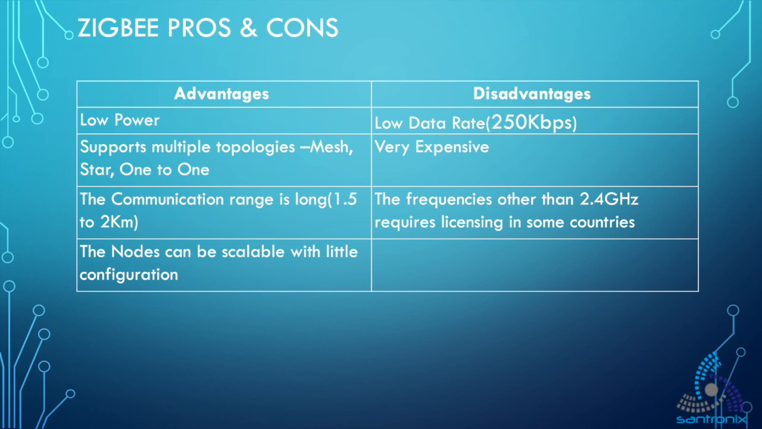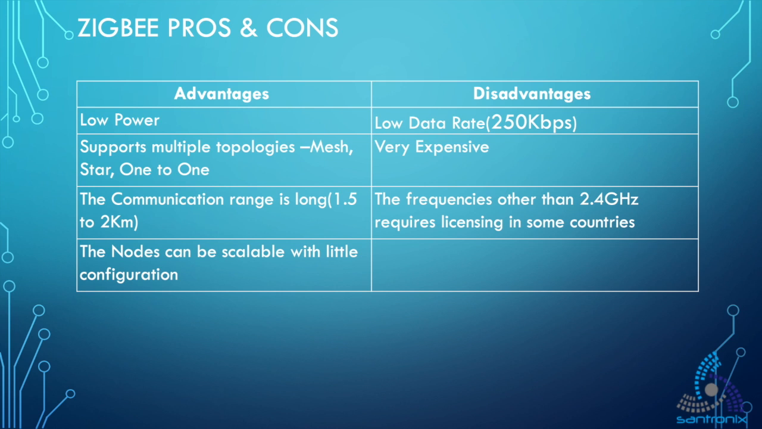Again, advantages and disadvantages. There are many advantages as it is low power. It supports multiple topologies based on your application. You can select mesh, star, one-to-one. The communication range is long. It can support up to 1.5 to 2 kilometer range. The nodes can be scalable with little configuration.